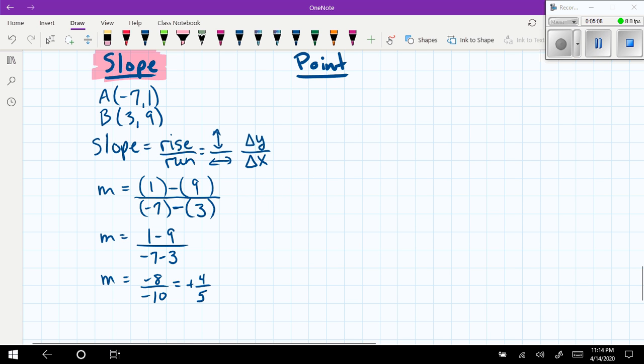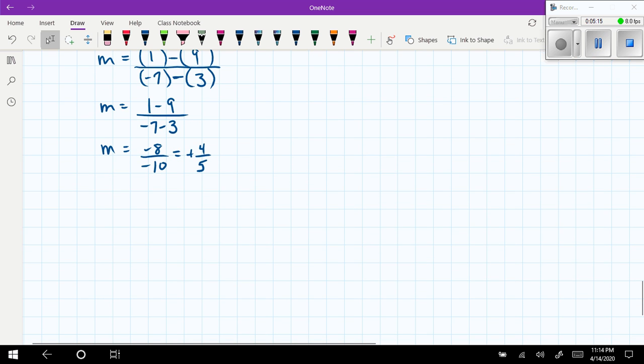I don't want the problem to appear to be more lengthy than it needs to be. Okay, so now that I found the slope of AB, and this is the slope of segment AB, I want to know the perpendicular slope, or the slope that would be perpendicular to segment AB. So what is the negative reciprocal?